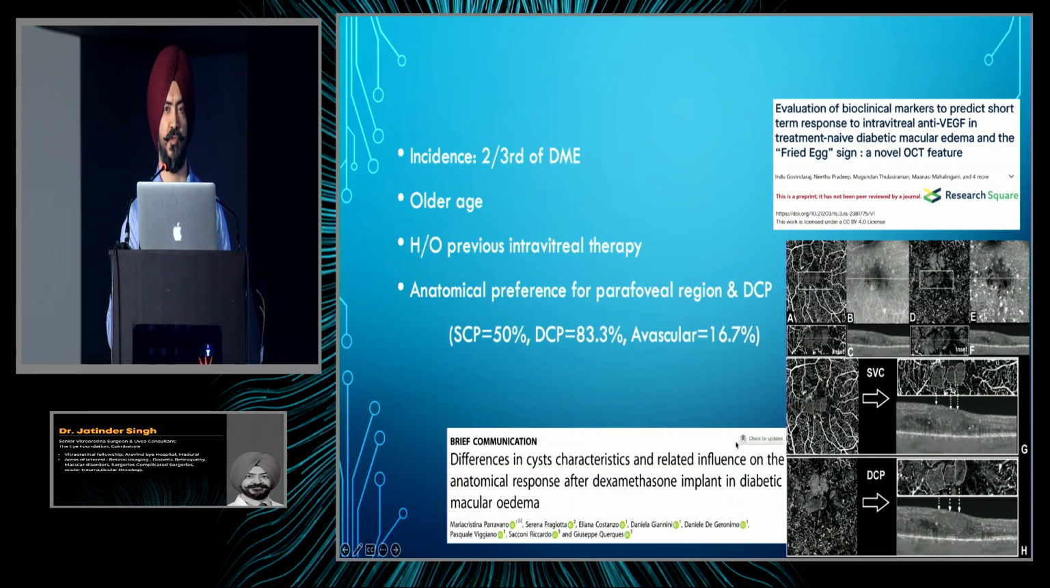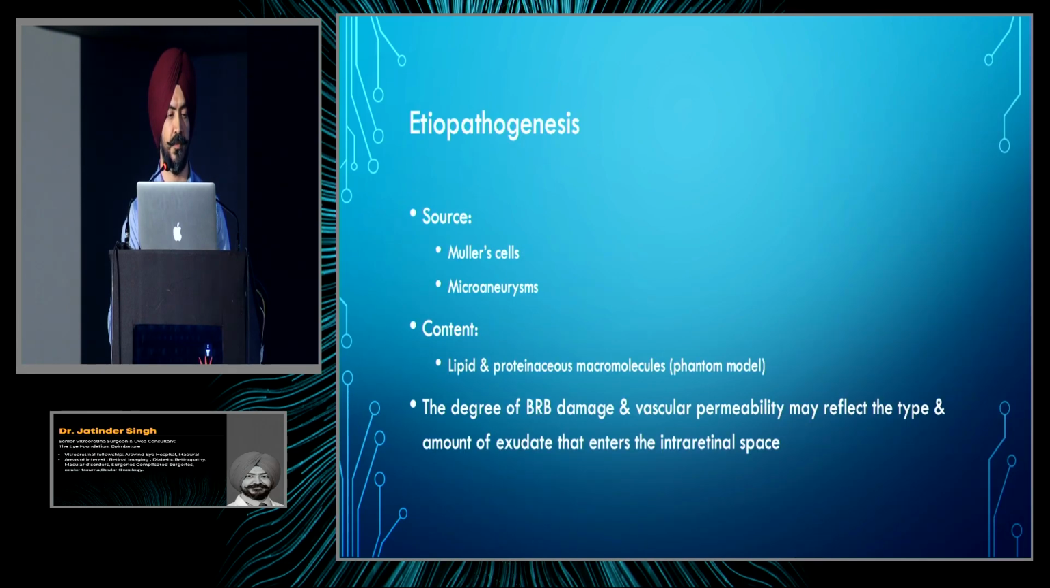So the incidence, they found in treatment naive as well as treated eyes, around 2/3 of these eyes would have SPiM, more common in older patients. And when there was history of previous intraocular therapy, some authors found that there was a higher incidence of SPiM. This SPiM was also more commonly seen in the deep capillary plexus. So etiopathogenesis is not clear, but they say that the sources could be because of Muller cell dysfunction or leakage from the microaneurysms. The content most likely is lipid and proteinaceous material, as has been elaborated by a phantom model.